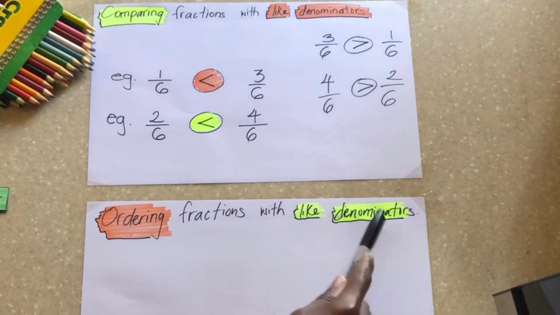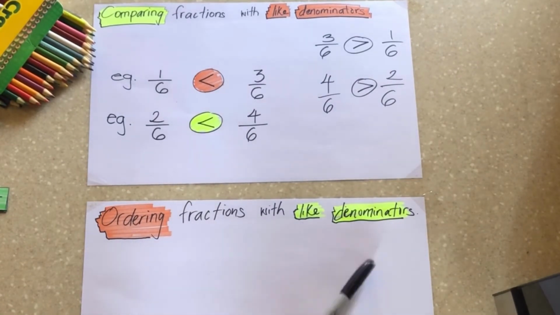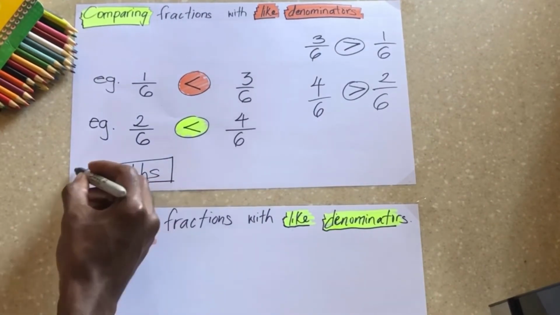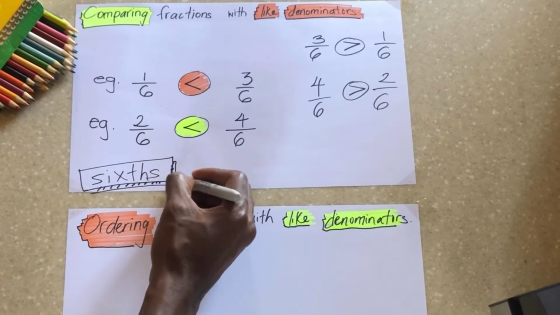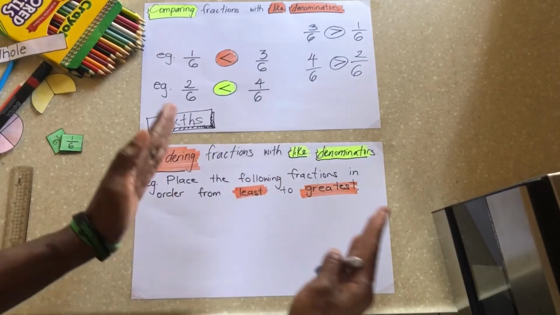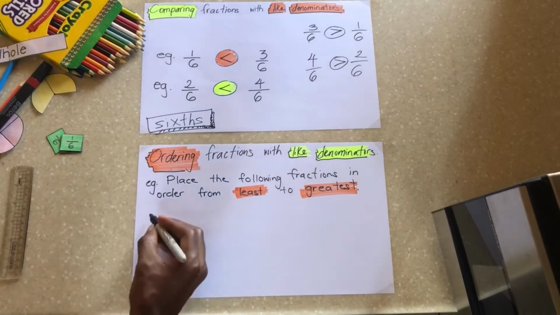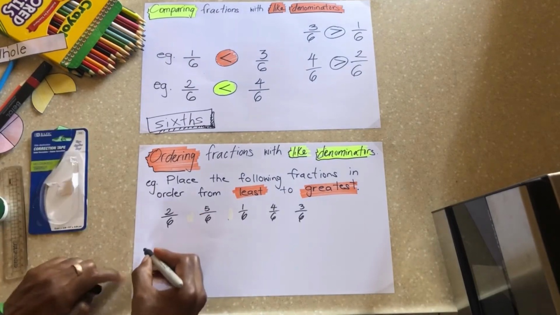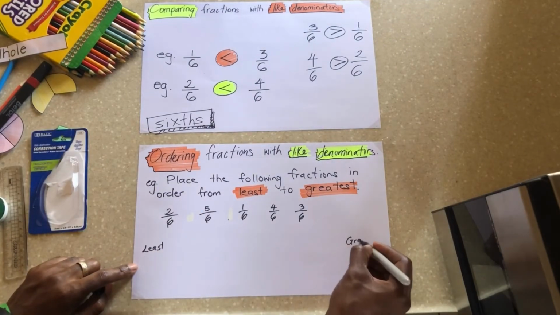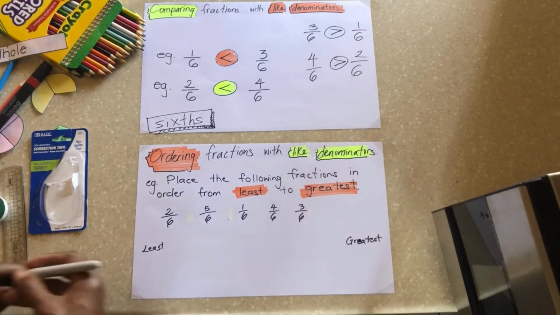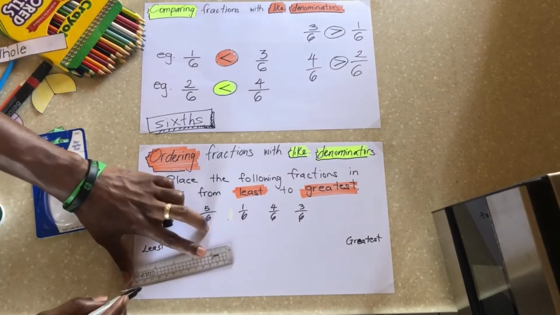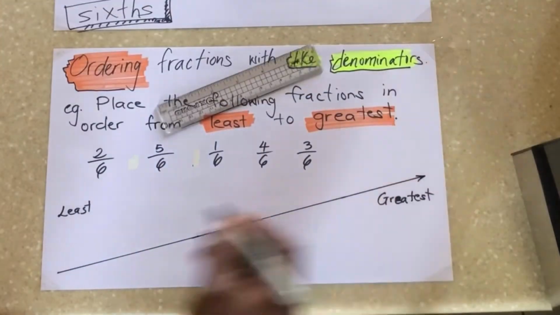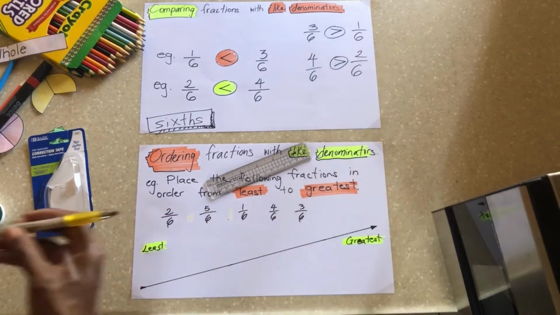So we are now moving on to ordering fractions with like denominators. Fractions that are from the same family. The fractions at the top are from the family of sixths. Alright, so we are placing some fractions in order from least to greatest. So we have 2/6, 5/6, 1/6, 4/6, and 3/6. So we are placing them in ascending order. Please know that term. So least to greatest is ascending order, going up.